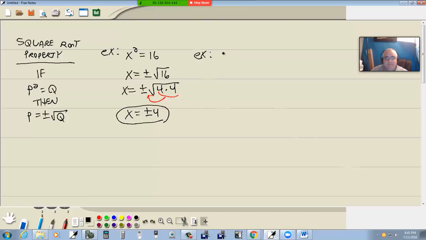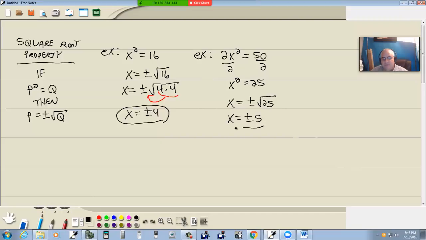You have to be careful. If I had, for example, this right here, you cannot apply the square root property right away because the entire left side is not squared. So what you'd have to do first here is divide both sides by 2 to get the part that's squared by itself. Then you apply your square root property. You drop your squared, put a plus or minus square root on the other side. And 25 is 5 times 5, so that gives us x is equal to plus or minus 5.